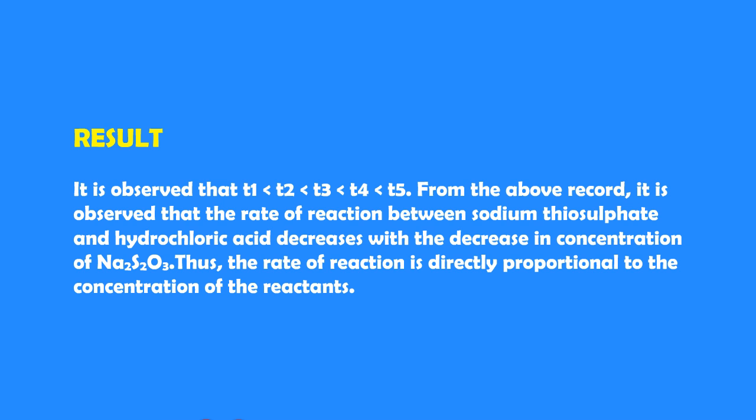Result. It is observed that T1 is less than T2, less than T3, less than T4, less than T5 from the above record. It is observed that the rate of reaction between sodium thiosulfate and hydrochloric acid decreases with the decrease in concentration of Na2S2O3. Thus, the rate of reaction is directly proportional to the concentration of the reactants.